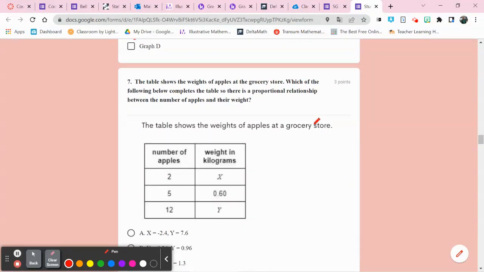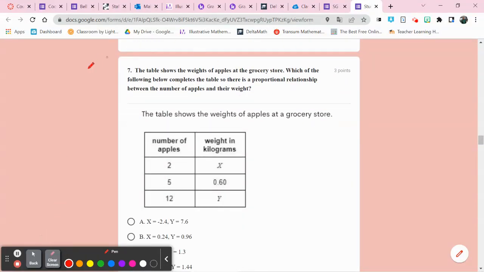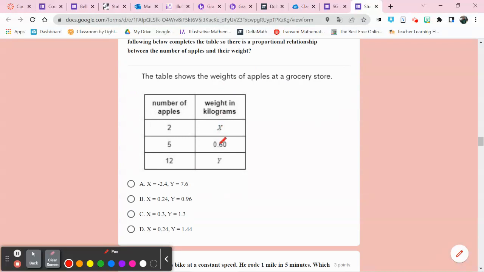Number 7. I'm going to clear the screen. The table shows the weight of apples at the grocery store. Which of the following below completes the table so there is a proportional relationship between the number of apples and their weight? Remember, we do the second divided by the first. Do not get confused because these have X and Y's in there, okay? Because they're not doing X and Y. They're using weight and apples, okay? These are just values they want you to fill in here.